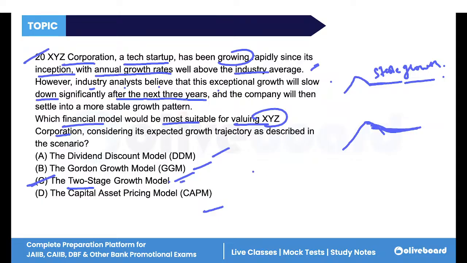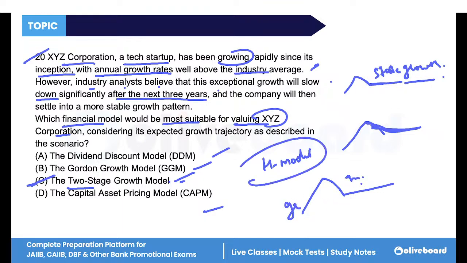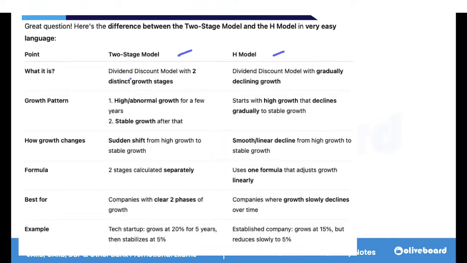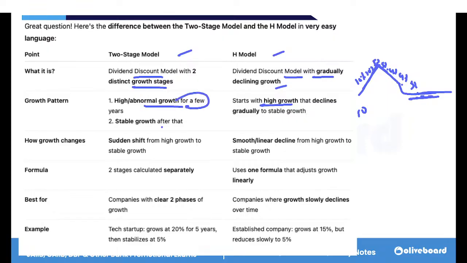Two-stage is also a little bit related to the H model. In the H model, growth also increases at a tremendous rate, then it declines and then maintains a stable growth. That is gA and gN. Now, what is the difference between the two-stage model and the H model? The two-stage dividend discount model has two growth stages, and in the H model the growth increases, then gradually declines. If it is increasing at the rate of 10%, then it will decline to 5%, 4%, 3%, and then make a stable growth. It starts with high growth, then declines gradually, and then stays at stable growth. Here is abnormal growth for a few years, then stable growth after that.